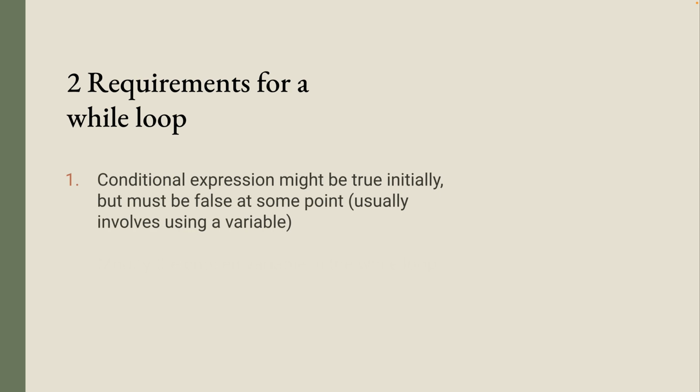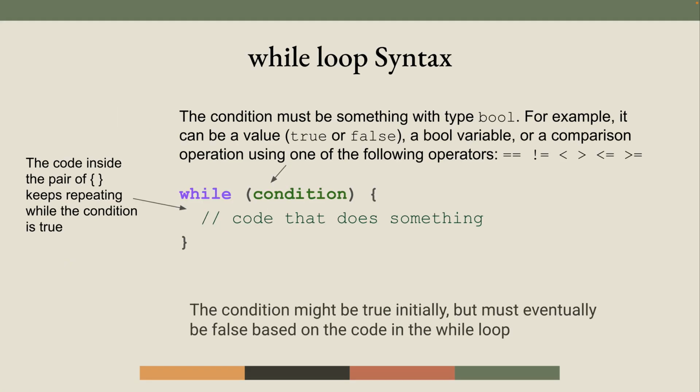The variable has to change in some way. So if it's a counting problem, we're generally increasing or decreasing the variable. If it's a validation problem, we're generally asking for new input from the user. While loop syntax, I think people understand the syntax pretty well. The big thing is just don't add any else if or else or anything after this curly brace.